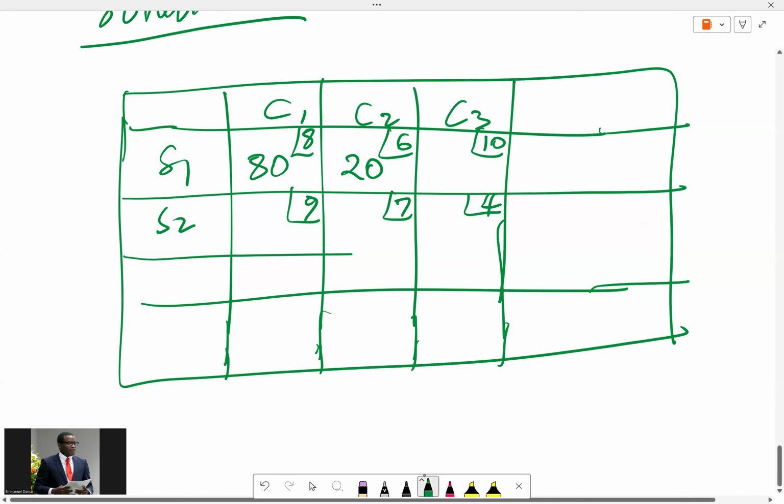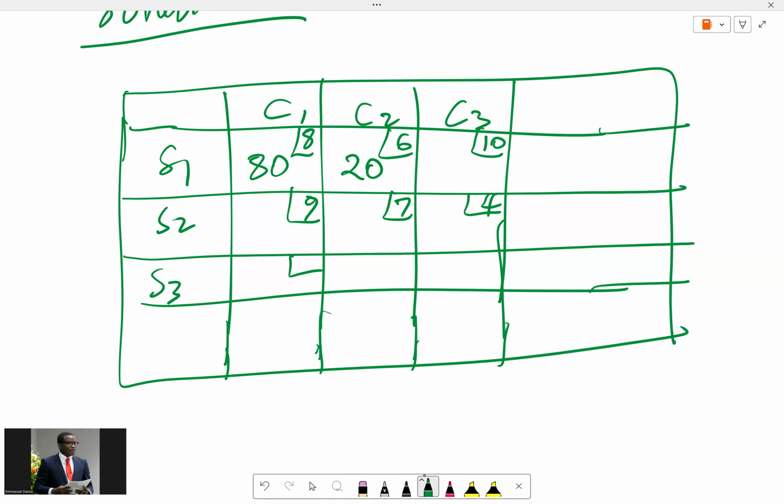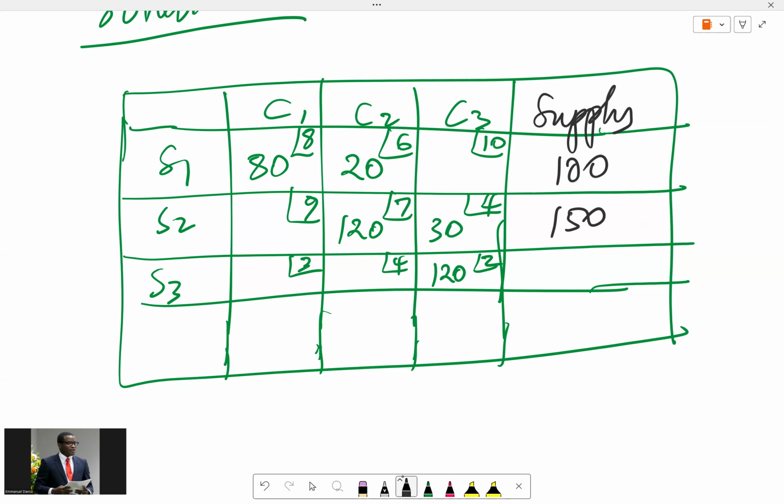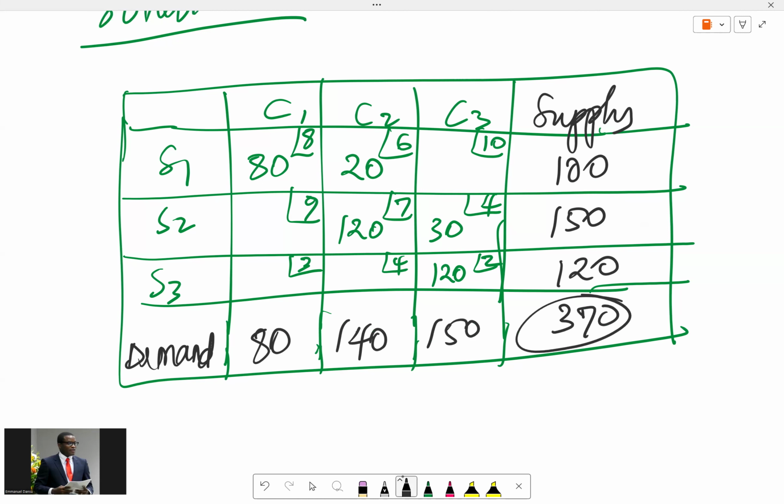This is S3 now. So we have 3, 4, and 2. And then for the allocations, like I said, 80, 20, 120 here, 30 here, and another 120 here. So we have the supply again. Supply 100, 150, 120, and then the demand is 80, 140, 150. Everything ties to 370, given a balance in the demand and the supply.